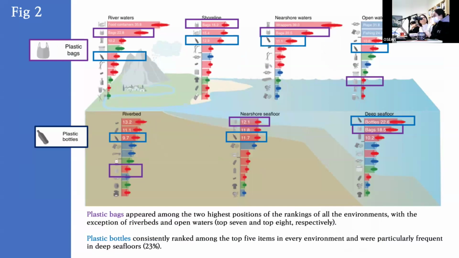Plastic bags appeared among the top 2 highest positions of the rankings of all environments, with the exception of riverbeds and open waters, both of which had plastic bags at top 7 and top 8 respectively. Plastic bags is purple color. Plastic bottles consistently ranked among the top 5 items in every environment and were particularly frequent in deep sea floors.